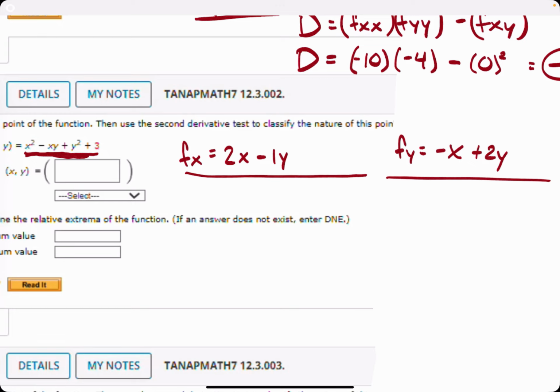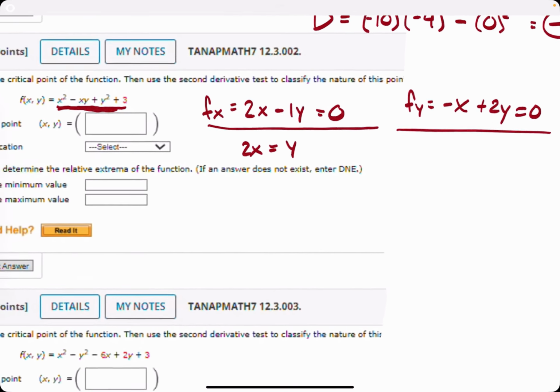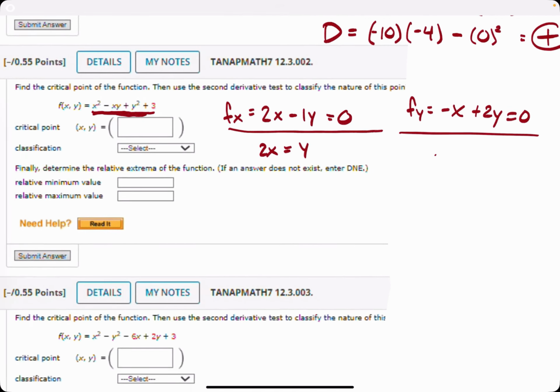So let's find our zeros. We set fx equal to 0, so I'll just set 2x minus y equal to 0. I'll just do it up here. And what we can do is add y to the other side. So we get 2x equals y. Then let's do the same thing over here for fy. We're going to set fy equal to 0. And we will get 2y equals x.